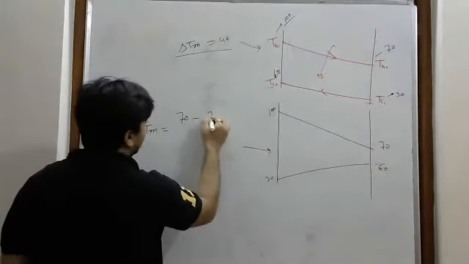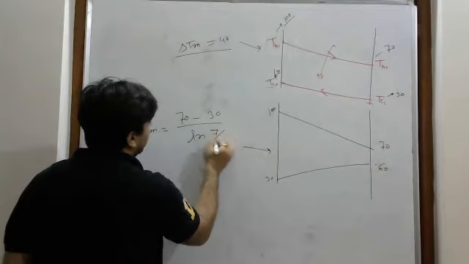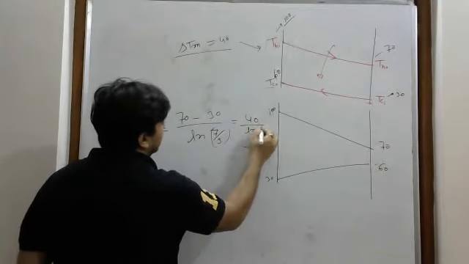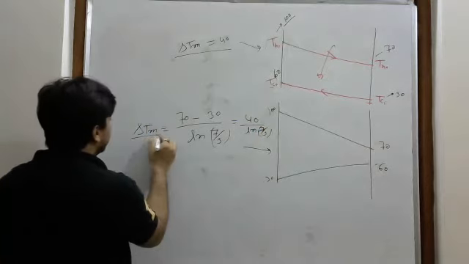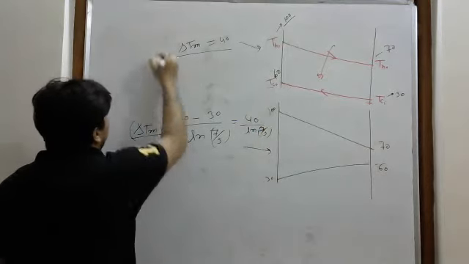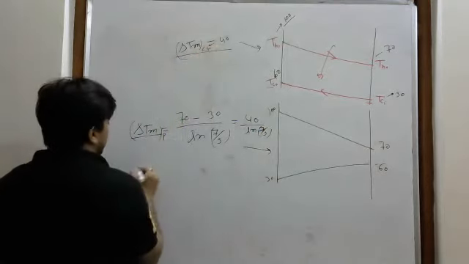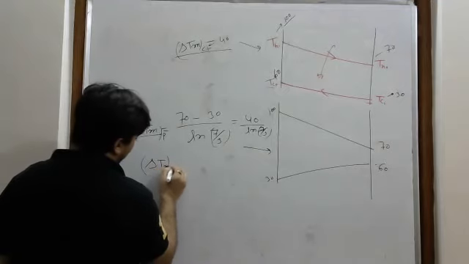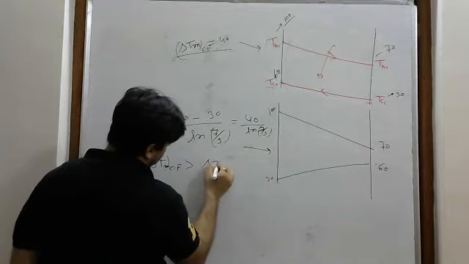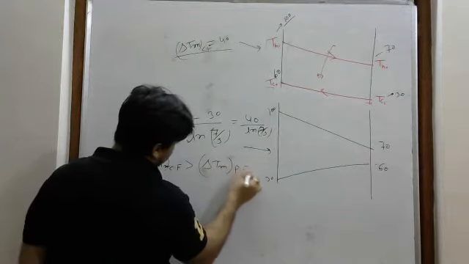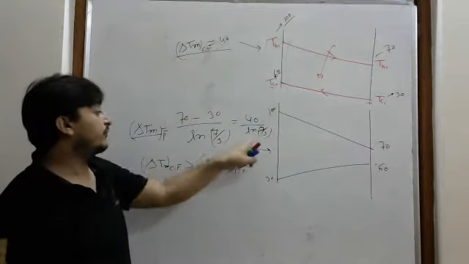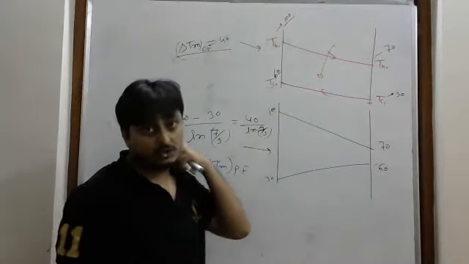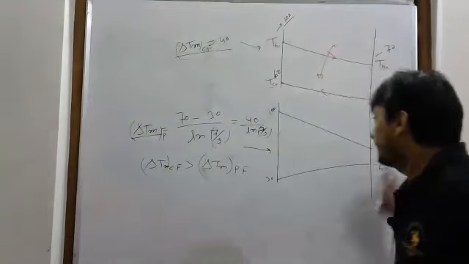70. This is 30 divided by ln 7 by 3. How much are you getting for this value? 40 by ln 7 by 3. So can we say delta of the counter flow heat exchanger is greater than delta of the parallel flow heat exchanger? Why? See, this is 40, 40 by a positive value. 7 by 3 means around 2. So ln 2 is how much?